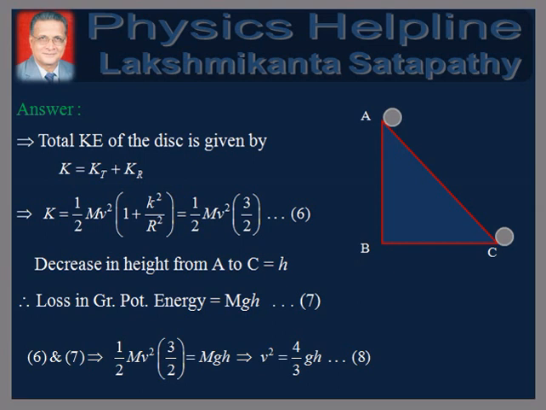Now decrease in height of the disk from A to C is equal to h. Therefore, loss in gravitational potential energy is equal to mgh. From equations 6 and 7 we get half mv square into 3 by 2 is equal to mgh, which implies v square is equal to 4 by 3 into gh.